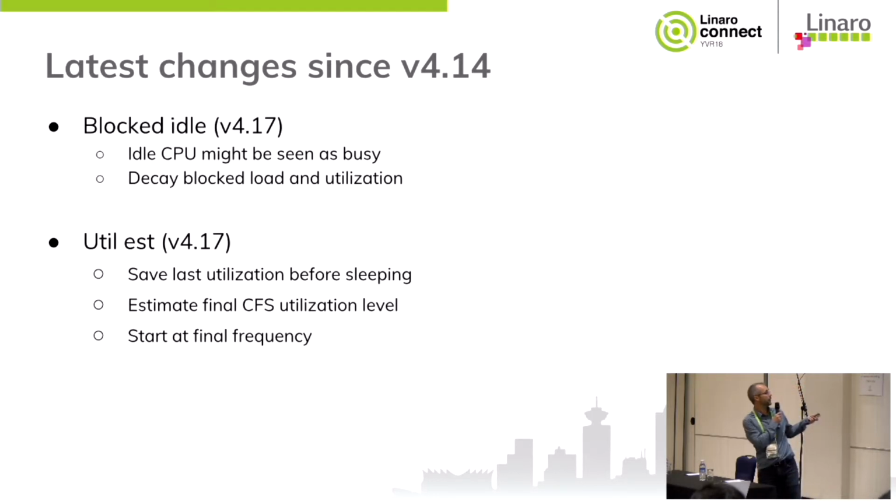What we have also done is decay the blocked utilization for idle CPUs, because some CPUs which were idle for a long time could be seen as busy CPUs. The util_est has also been implemented in the merge. The goal is to save the last highest utilization of a task before going to sleep, so that when the task wakes up, instead of waiting for its utilization to rise slowly, we can anticipate and say, okay, the last time the task was running it reached this level of utilization, so let's assume it will reach the same value directly. That will help us prevent some OPP switching.